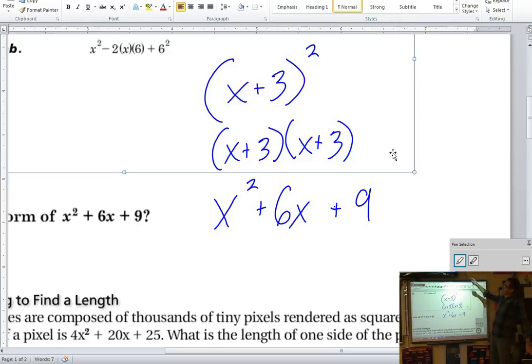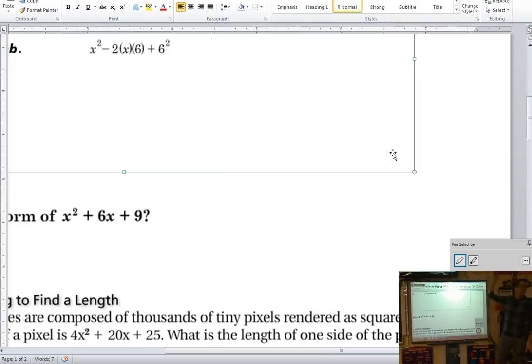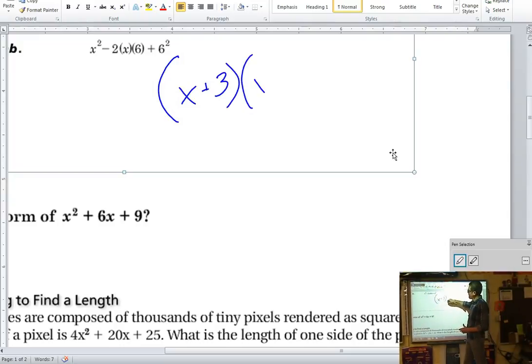The other example is a difference of 2 squares. What this means is, if I have 2 values, let's say x plus 3 and x minus 3, it's a difference of squares because these values are the same except one is positive, one is negative.